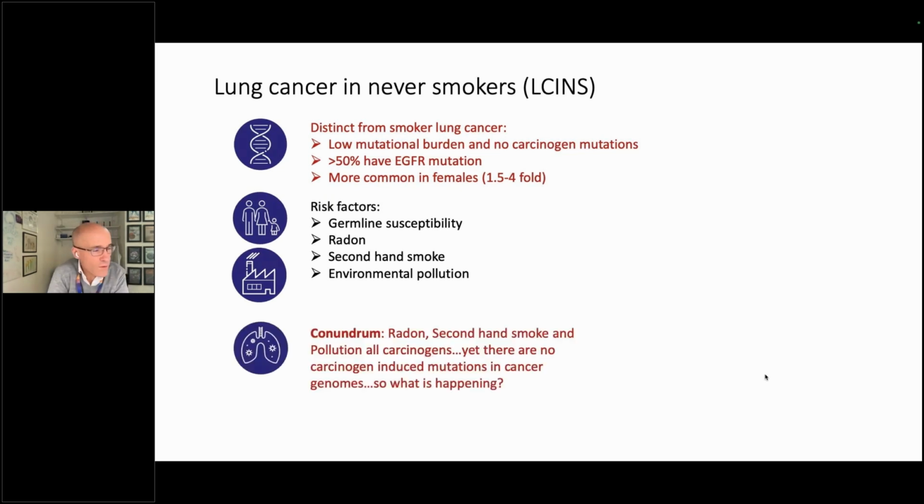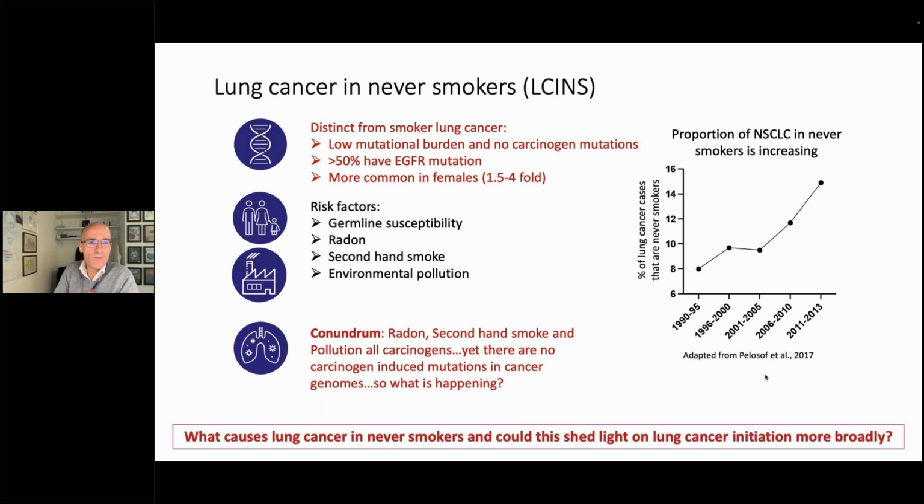Now, the conundrum we've been tackling and battling with over the last decade is that radon gas, secondhand smoke, and air pollution are all carcinogens, yet there are no carcinogen-induced mutations in these cancer genomes. Remember I said at the beginning, these are genomes that have very low numbers of mutations in them. So what is happening, and how could these carcinogens cause cancer if they're not mutating DNA?